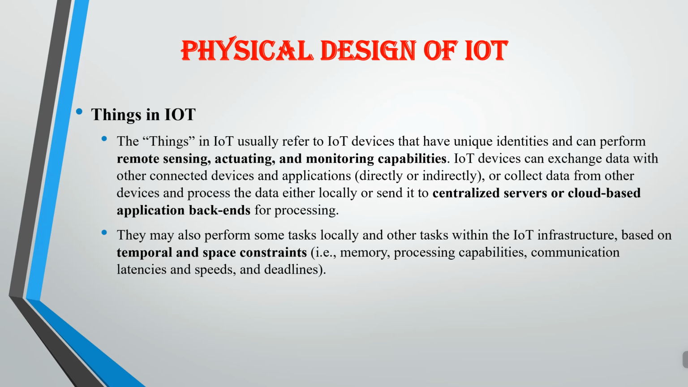It could be a direct exchange of data or an indirect exchange of data. It means a sensor is sensing some data, then an interface program is going to convert it into another form, and this data could go to another device with the help of an application program. So indirectly, this device could exchange the data with other connected devices. Directly it is also possible.